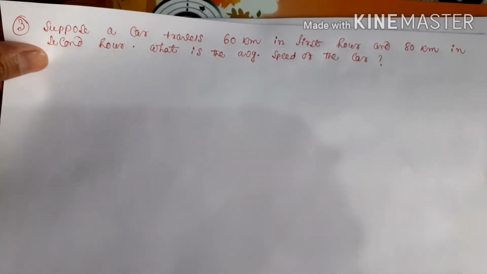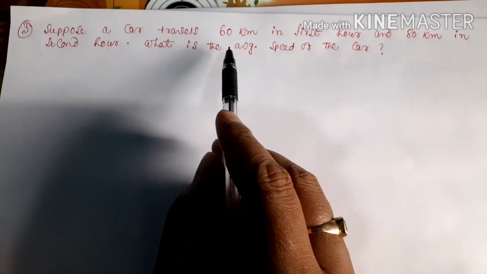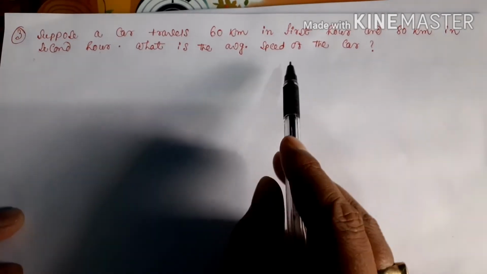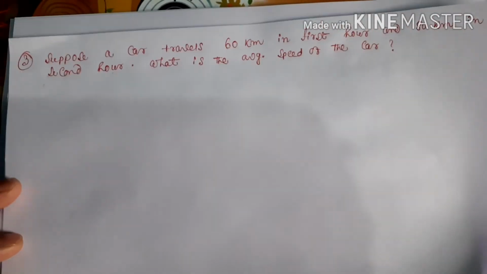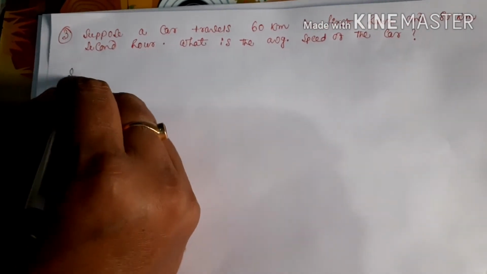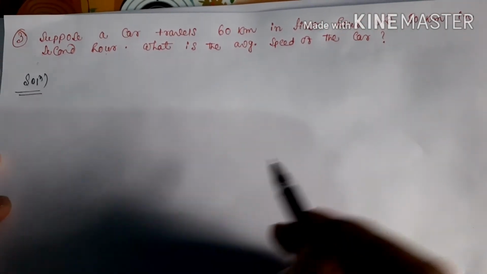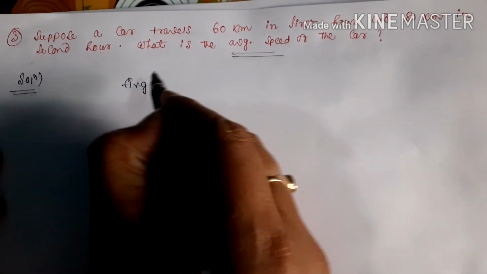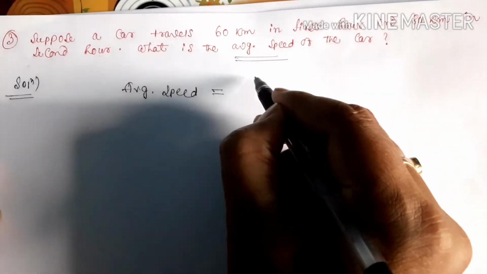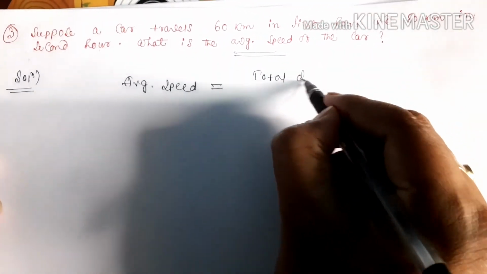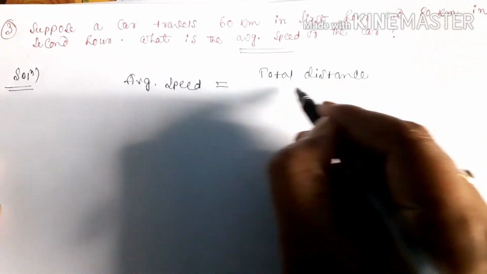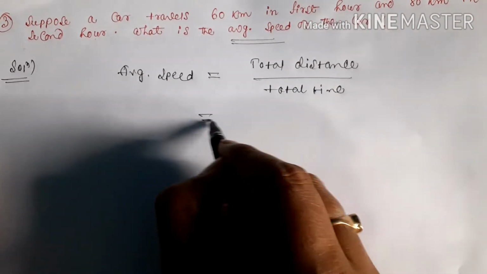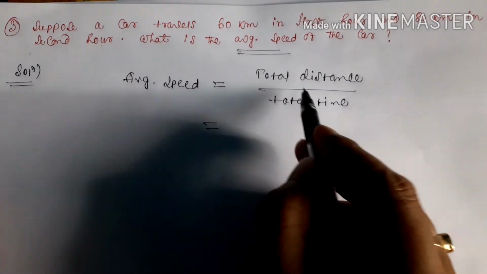Next numerical is given: suppose a car travels 60 kilometers in the first hour and 80 kilometers in the second hour. What is the average speed of the car? That is the question. First we are going to calculate the average speed of the body. We all know that average speed is equal to total distance divided by total time taken. So first of all, we are calculating the total distance. Total distance is how much?